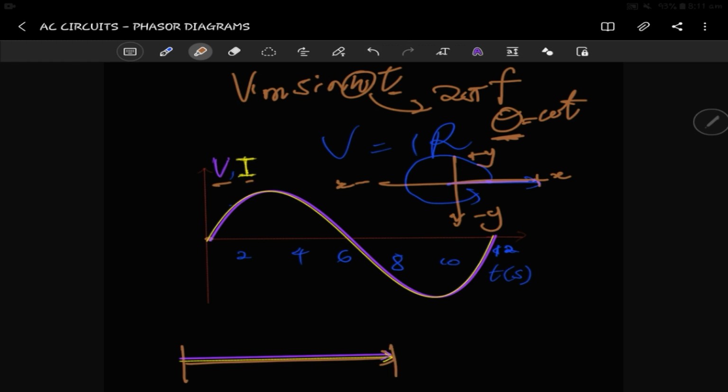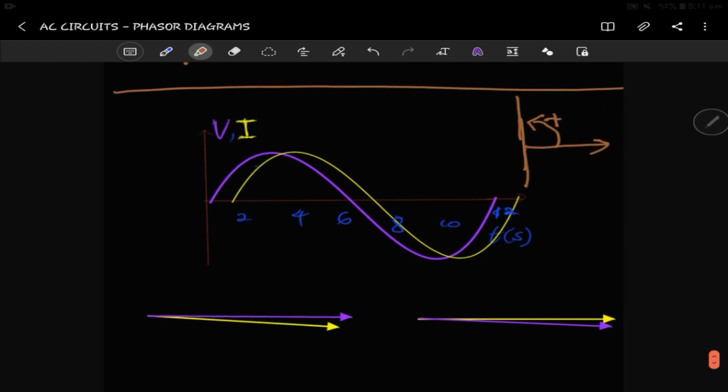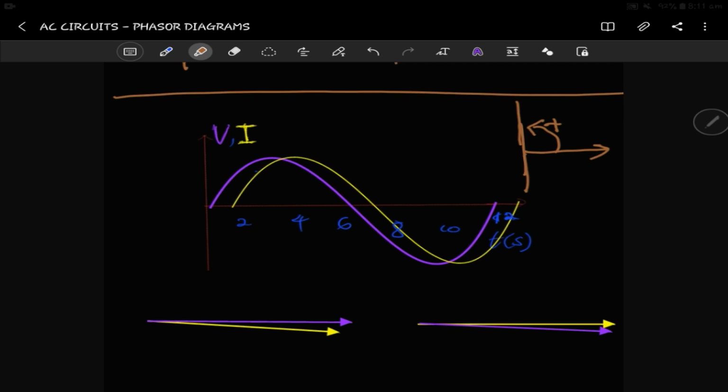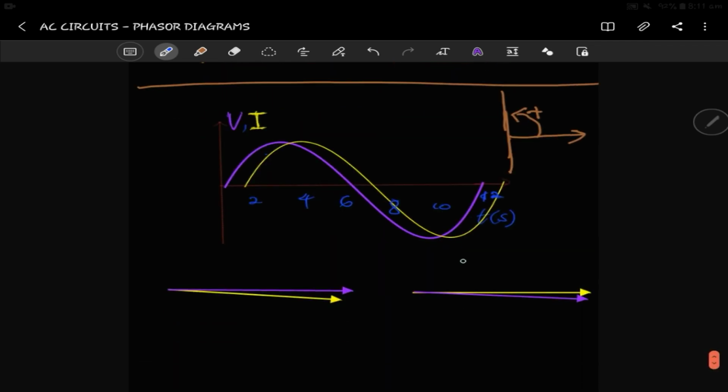Okay. What happens if the current and the voltage are not in line? In this case, we've seen a new term. So let's write it out. It's either they are in phase or they are out of phase.